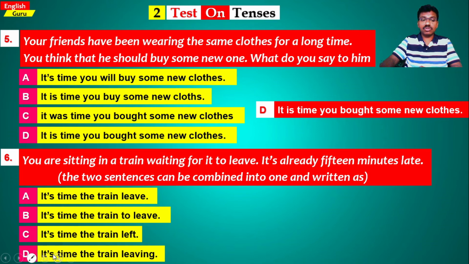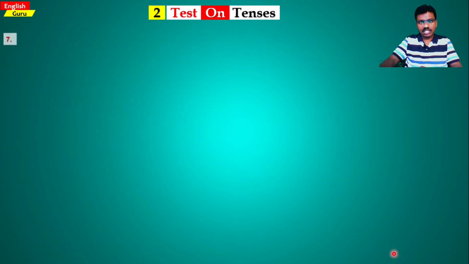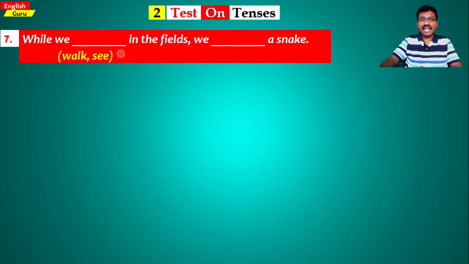And let us see the fourth one also, option D. It's time the train leaving. Leaving is verb 4. No, this is also wrong. So finally option C, it's time the train left. So once again I tell the same thing. It's time is a phrase. It always takes verb 2 after it. So most of the time in most of the examinations this type of question is given. So it is very easy to remember. Whenever there is a phrase it's time, there should be verb 2. That's fixed.